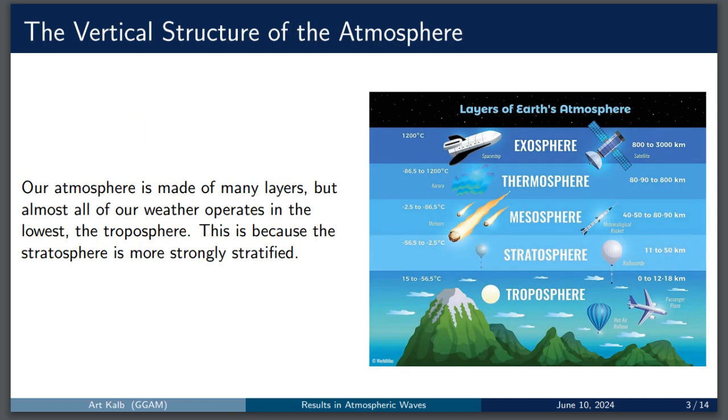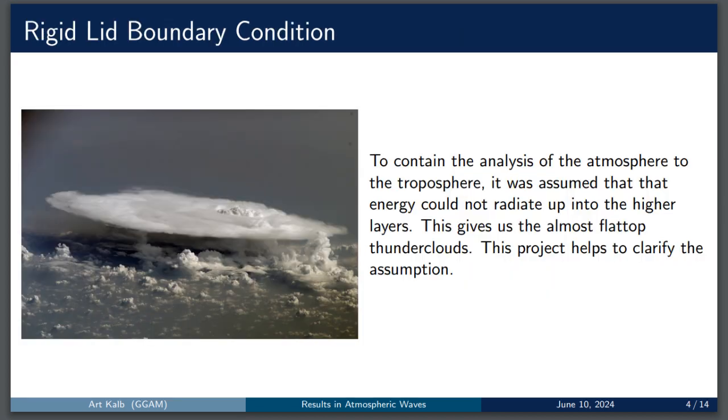We begin by considering the layers of our atmosphere, of which there are many. However, our main concern lies with the troposphere, where all of our weather is contained, and the stratosphere, whose strong stratification acts as a barrier for atmospheric activity. We can observe this barrier in action in this flat top of a thundercloud, whose clouds for the most part bounce off this barrier. A classical assumption was to assume that all atmospheric waves would perfectly reflect off the stratosphere back down into the troposphere, acting as a perfect lid for the troposphere, hence the name rigid lid.